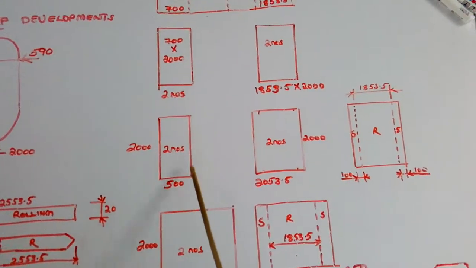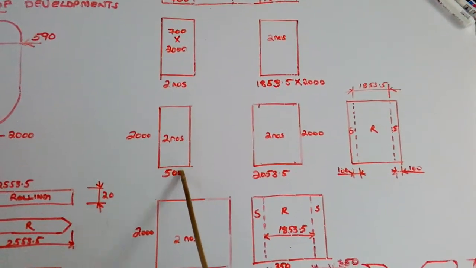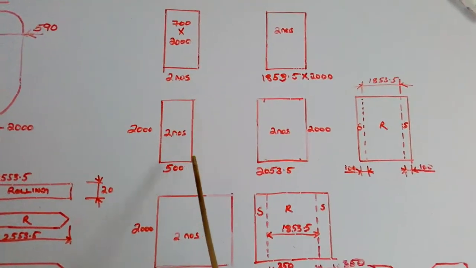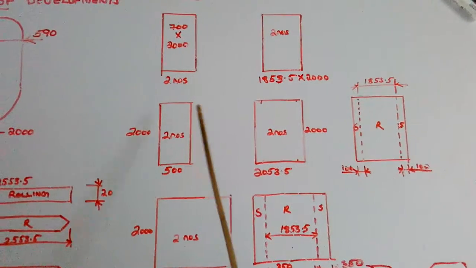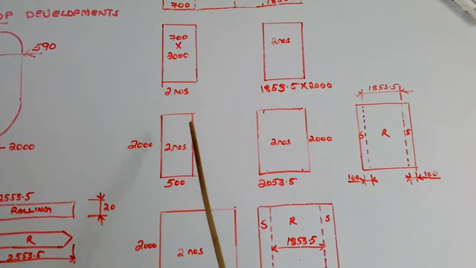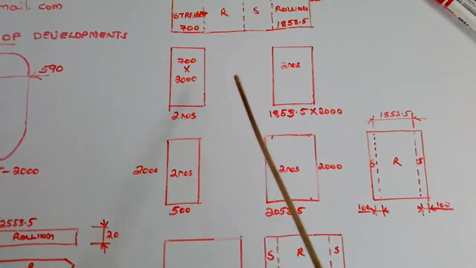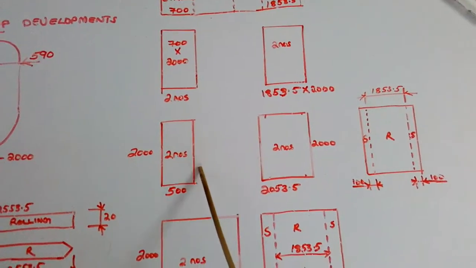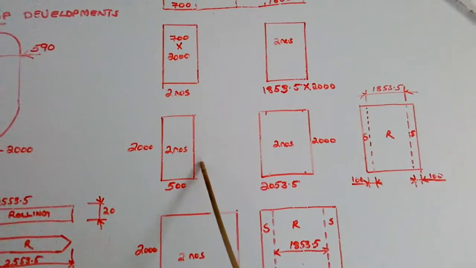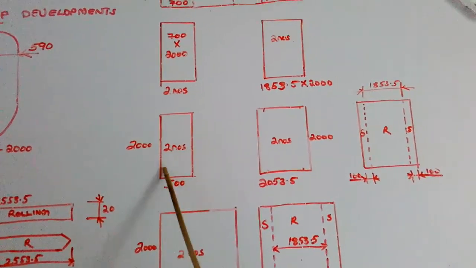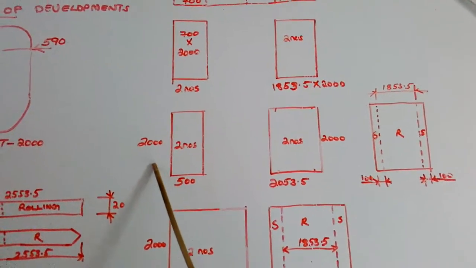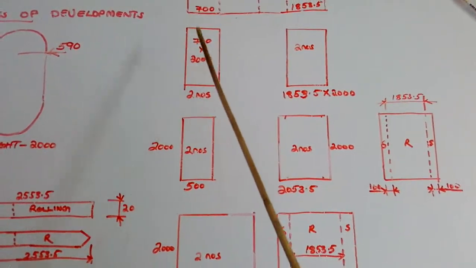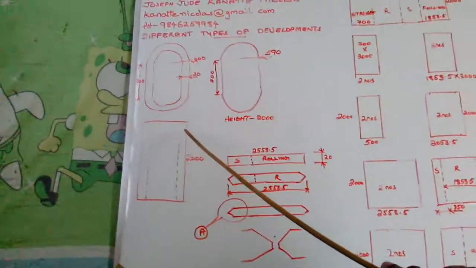It is also a third method of making its development. In this way, we have to cut 500 into 2000, two numbers. Both are the same. What is the difference? From 700 we have decreased 200 mm from both sides. From here we decreased 100 mm, from here also we have removed 100 mm. So this 700 has become 500. 2000 won't have any changes because it is height.